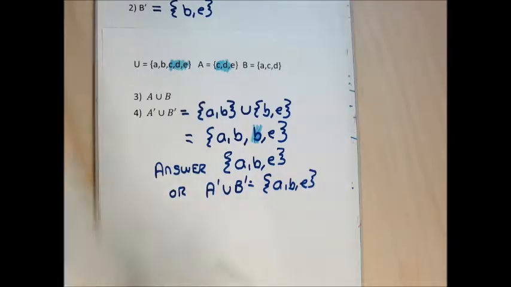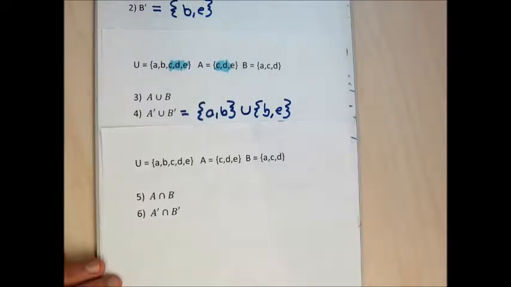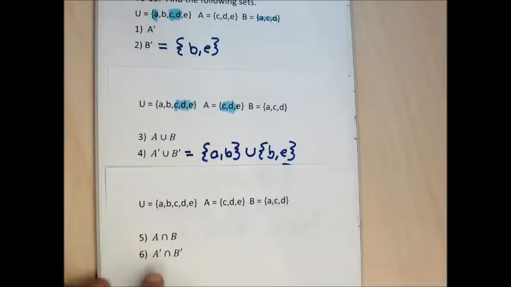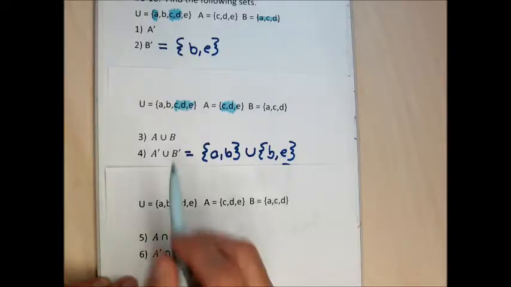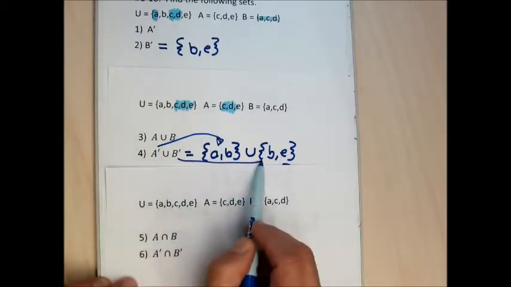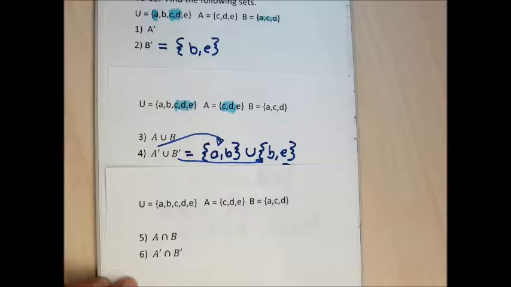I'm going to move on and do 6, and you can do 5. Your 5 is easier than my 6. Immediately, my 6 has complements in them. I need to know what A complement is first, and what B complement is second, and then I'm going to do the intersection. I left my other sheets up here because I already know what A complement is and what B complement is. I don't need to figure those out again.